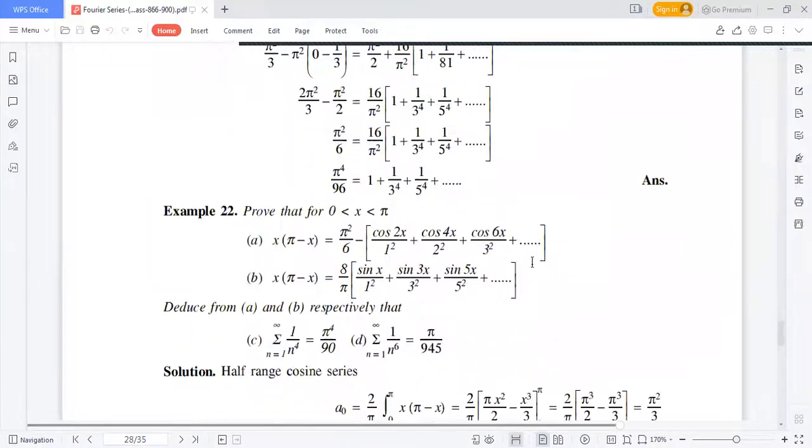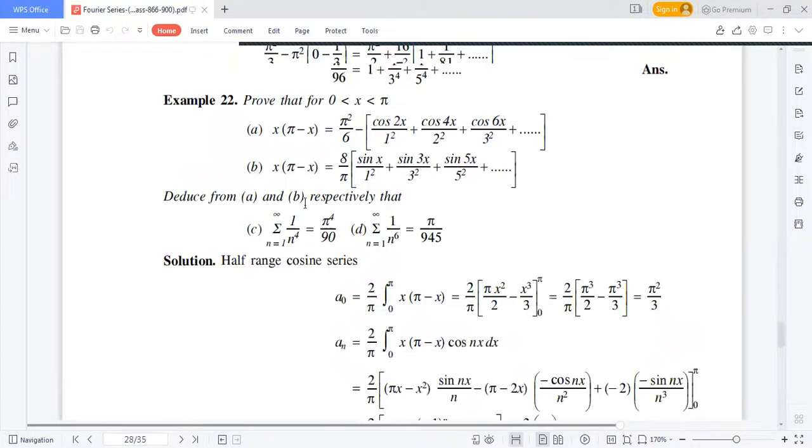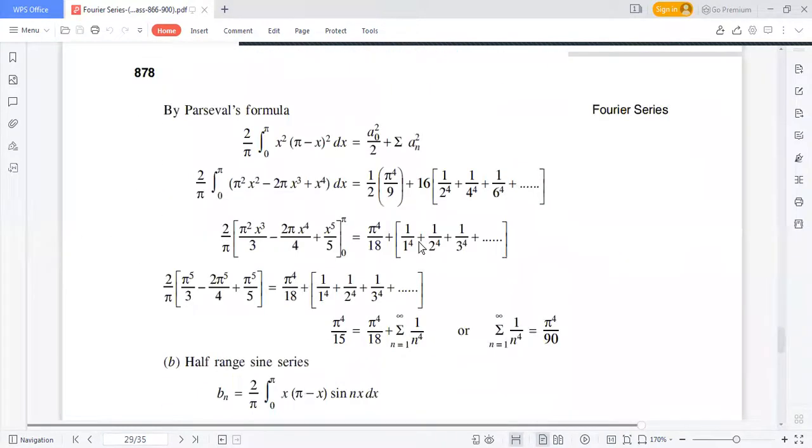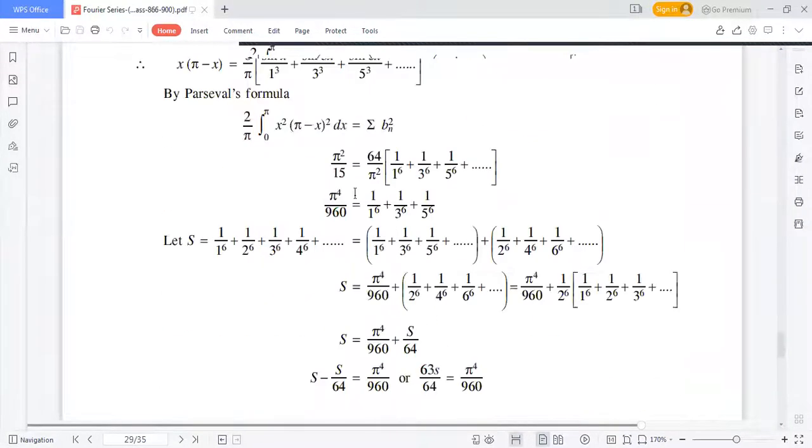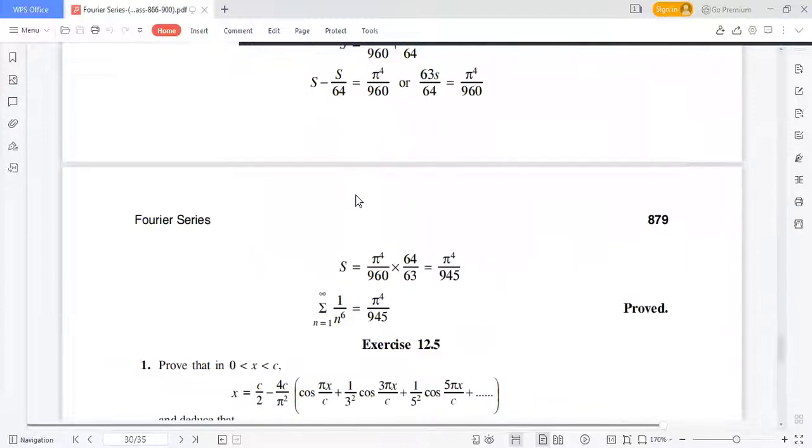Okay, and this 22 also. Okay, prove that this series and deduce a and b using this half range cosine series. Similar process by using Parseval's identity. Okay, so this will be homework for you.